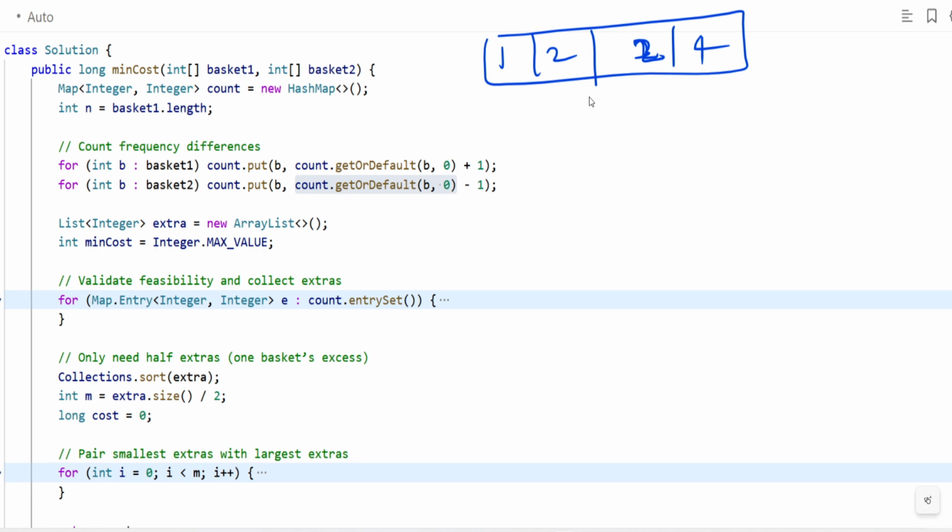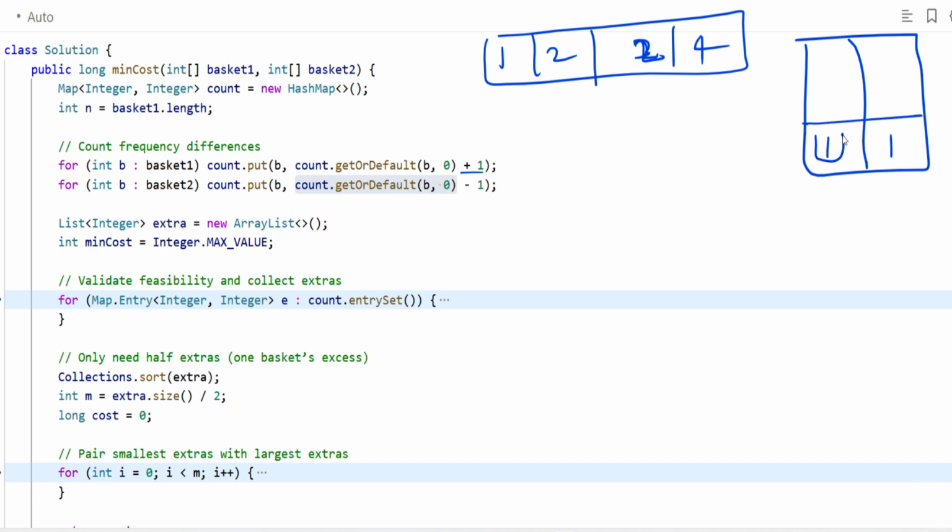Okay, so when basket 1 starts adding, it will take the map. In the map we'll store, let's suppose 1 will come first, we'll store its count as 1, because we are taking initially +1. The map doesn't have this 1, so it was 0, so we'll do +1, and it will give you 1. This is the key, this is the value, this is the fruit and its frequency.